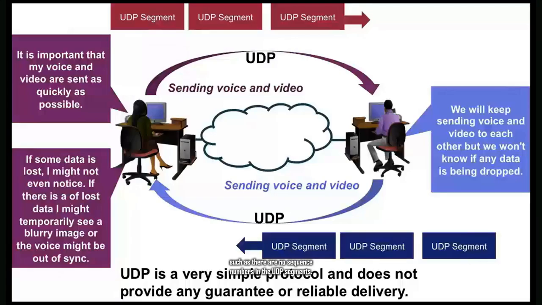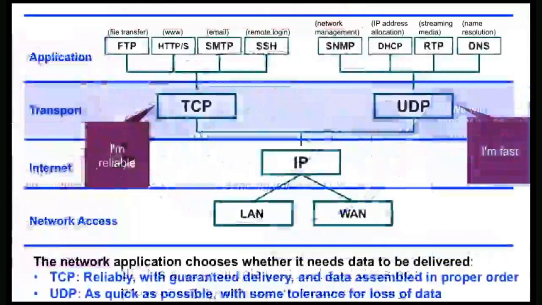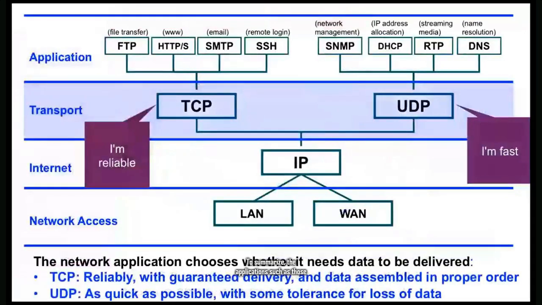To summarize, the applications such as those that perform file transfers, downloading web pages, and email, all use the reliable transport protocol TCP, whereas UDP is used for applications such as real-time video and voice, where speed is more important than reliability.